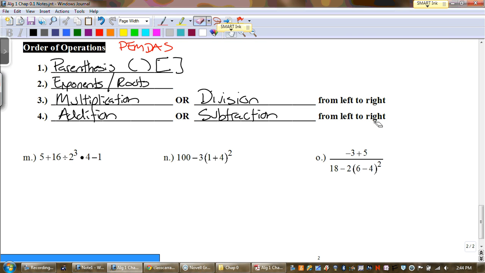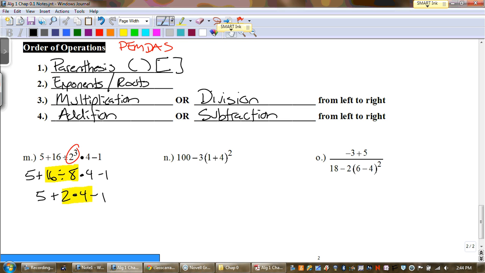So let's take a look at M. We get 5 plus 16 divided by 2 to the third power times 4 minus 1. Now, the first thing we do there is the exponents. 2 to the third power is 8 times 4 minus 1. Now, what's next? The next thing is actually division, because that comes before the multiplication. 16 divided by 8 is 2 times 4 minus 1.